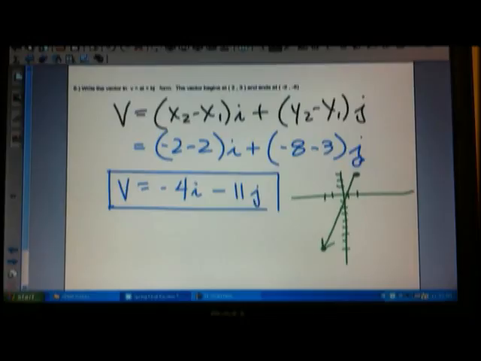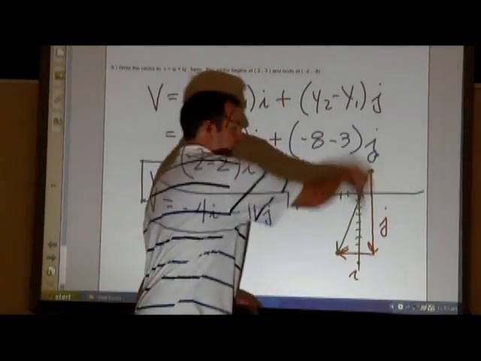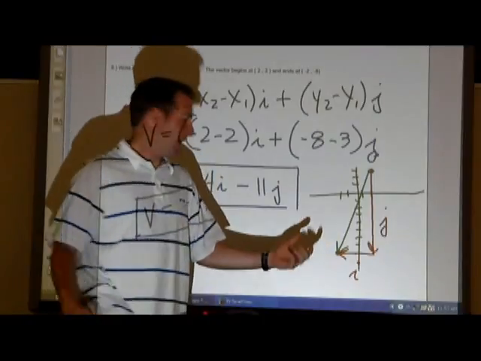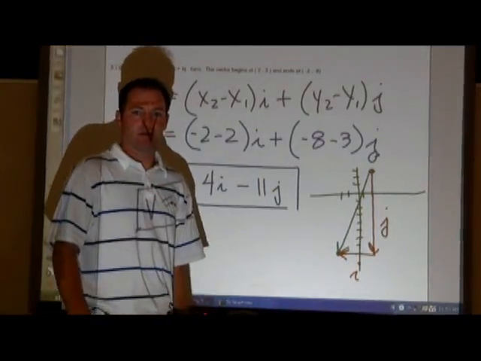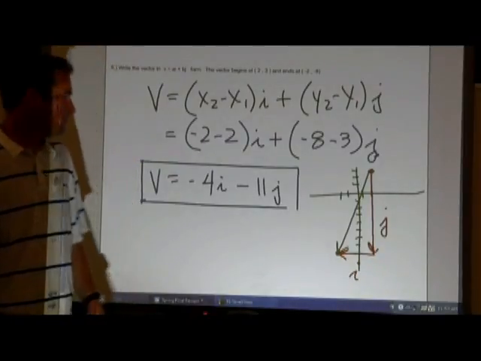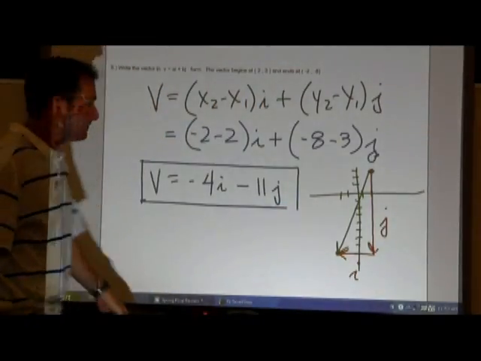What I'm asking you for are these component vectors listed as i's and j's. And so you're going down here 11, over here 4. Down and to the left, those are both negative values. So you've got negative 4 in the x direction and negative 11 in the y direction. So you could draw it, you don't have to. If the formula makes enough sense to you, just use the formula.